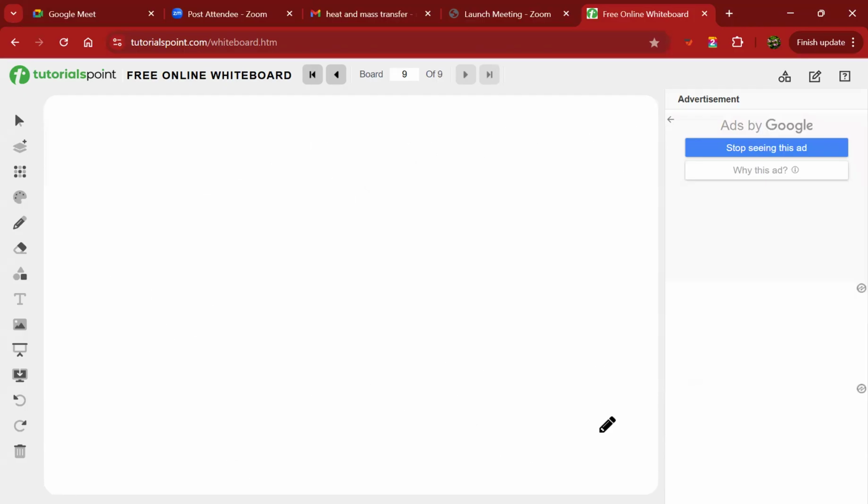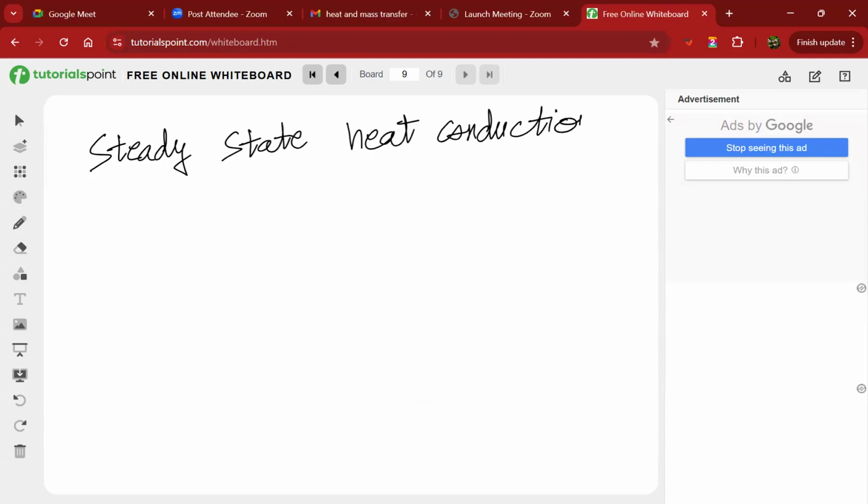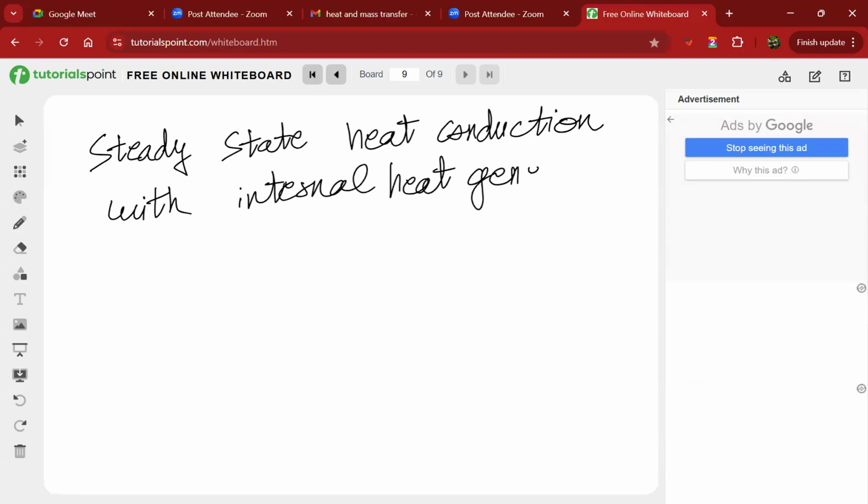Now we will be talking about the cases of steady state heat conduction with internal heat generation. Okay. So suppose there is an internal source which is continuously generating heat. So with the internal heat generation, we would talk about the steady state heat conduction.